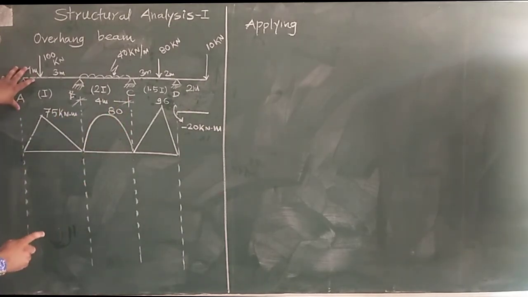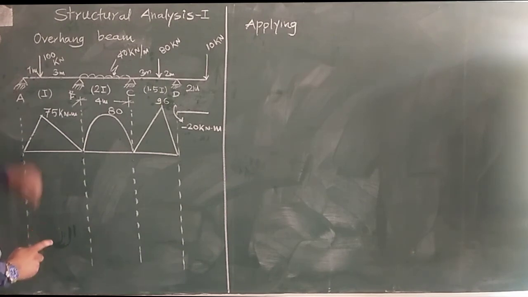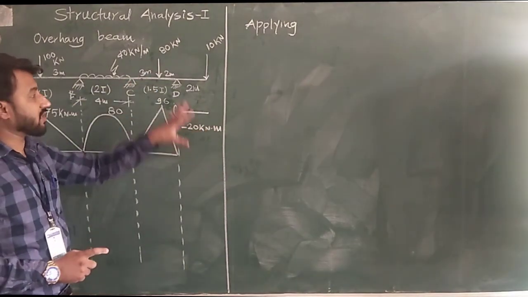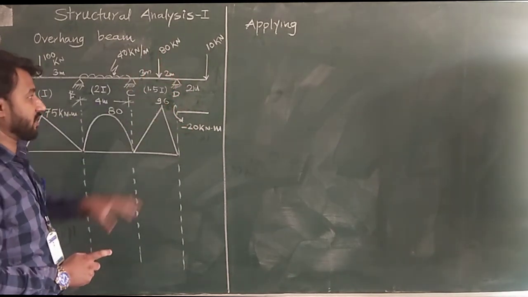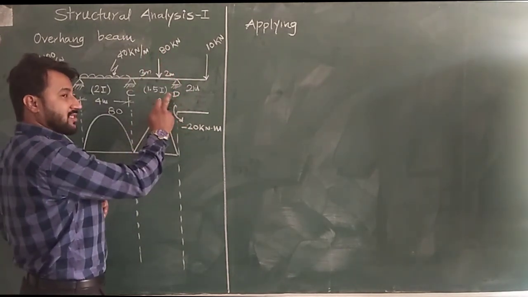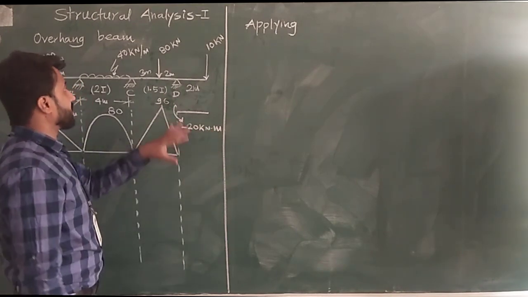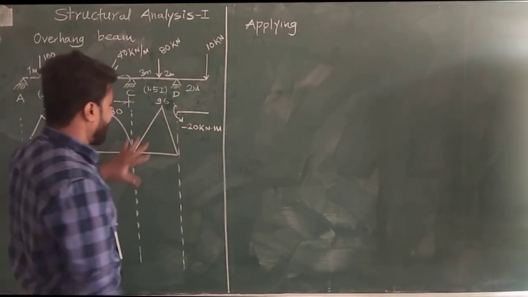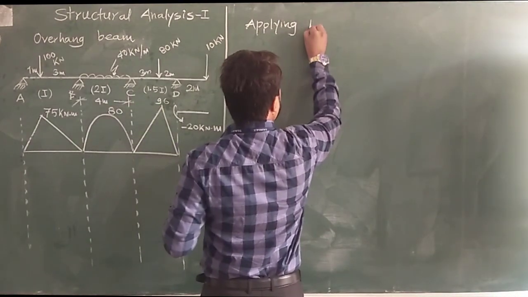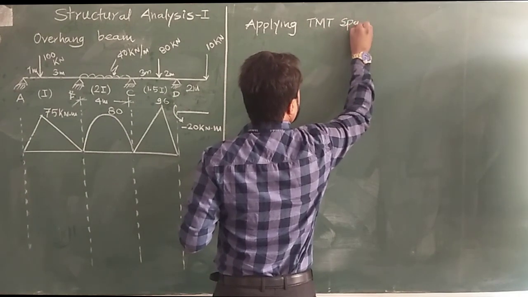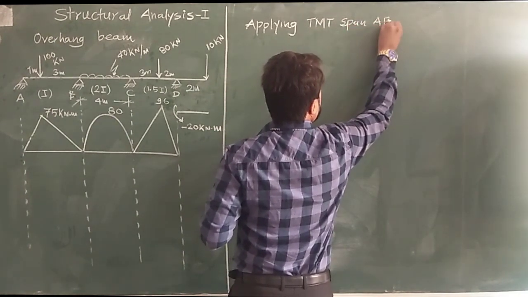Moment A will be 0 because it is an end support, and moment D will have the value of minus 20 kilonewton meter, which we are writing directly over there. So this is not unknown and this is not 0. We are writing this minus 20 kilonewton meter directly due to this overhang portion. Okay, so we will apply this three moment theorem on span A, B, C.